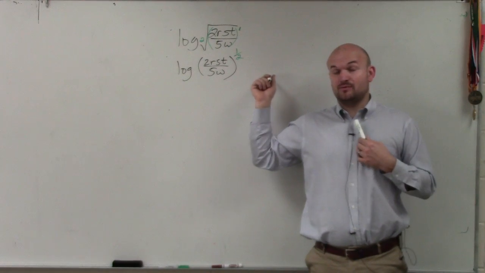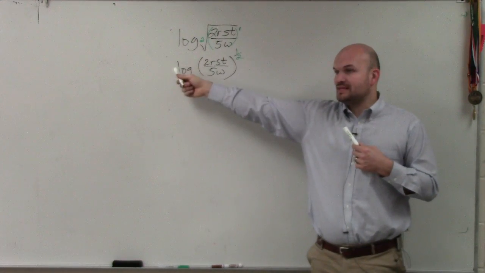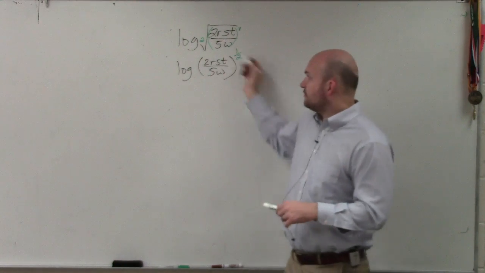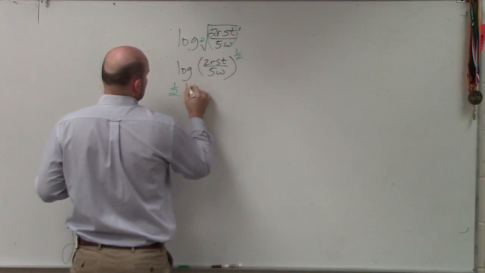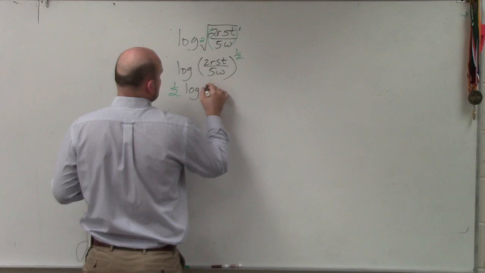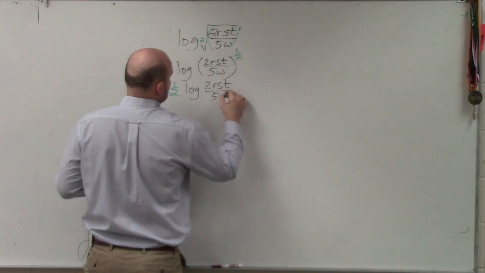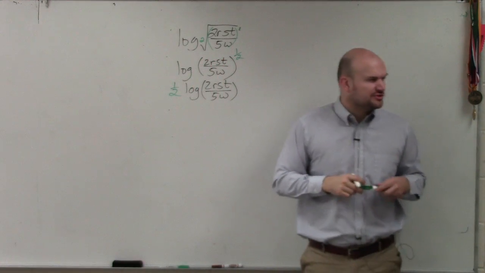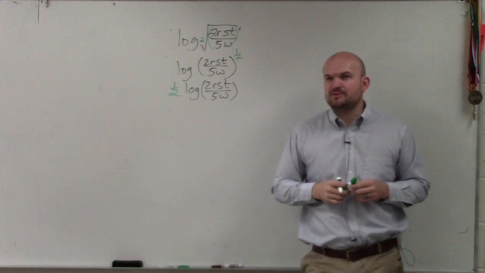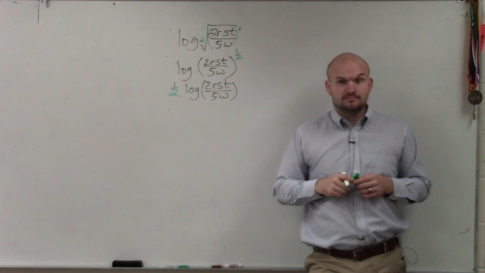So we don't want any powers, nor do we want any radicals. We want to write these all as numbers in front. So therefore, now I can write this in front, 1/2 log of 2rst divided by 5w. So does everybody see what I have done with that radical? Because usually radicals is what trips everybody up. Does everybody see how I got rid of the radical? Does everybody see how I did that?